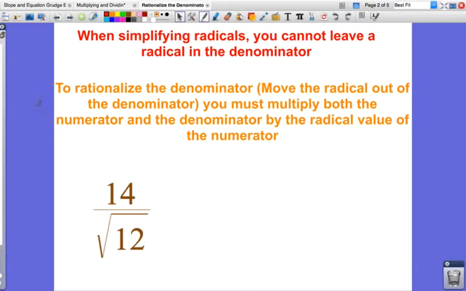Here are exactly the steps that I just talked about in written form for you. Now I'm going to do another problem. I'm going to move the radical out of the denominator by multiplying both the numerator and the denominator by the radical value of the denominator.